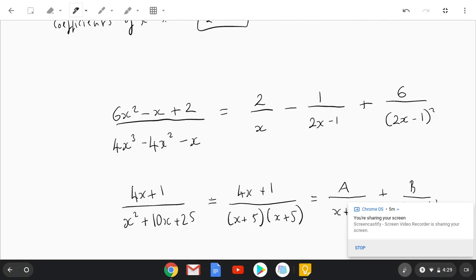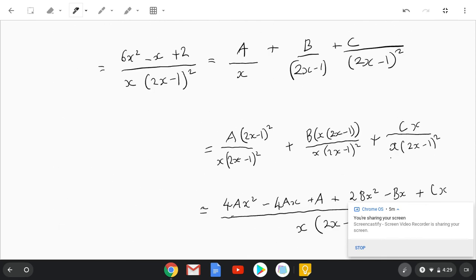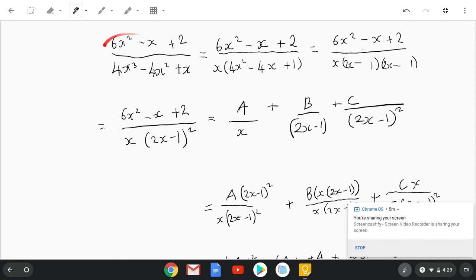The other one is a little bit more tricky. I did that first. 6x squared minus x plus 2 over 4x cubed minus 4x squared plus x. Now, one of the things that we have to also look at is the denominator must be of higher power than the numerator. Okay, and that is true.